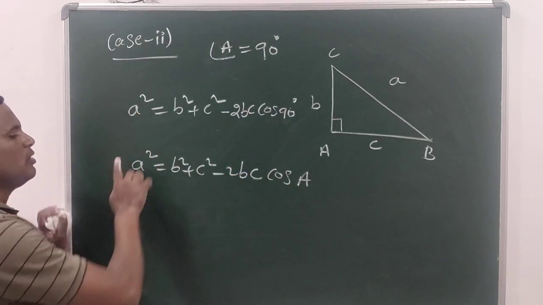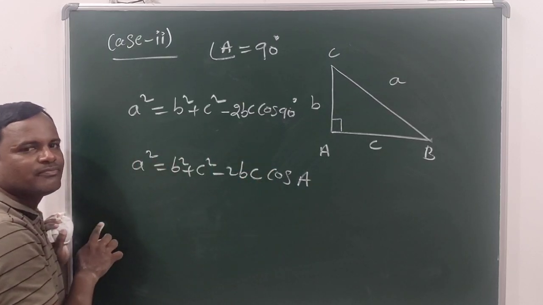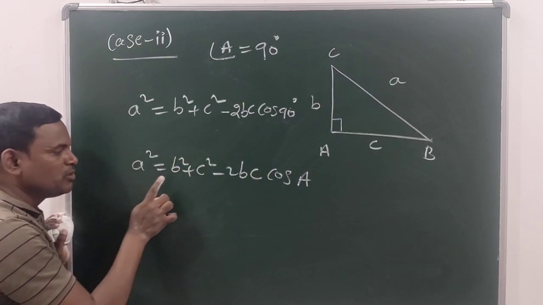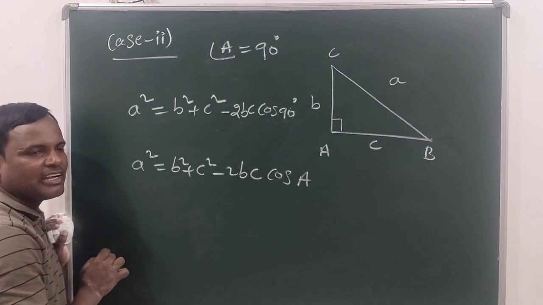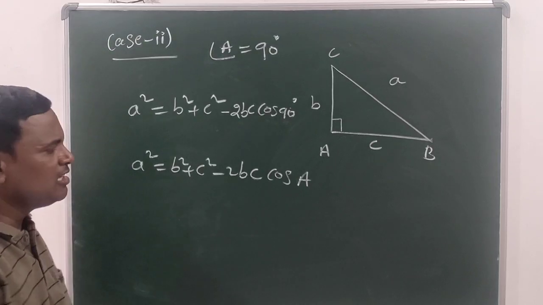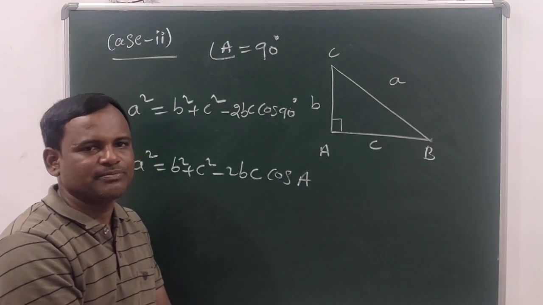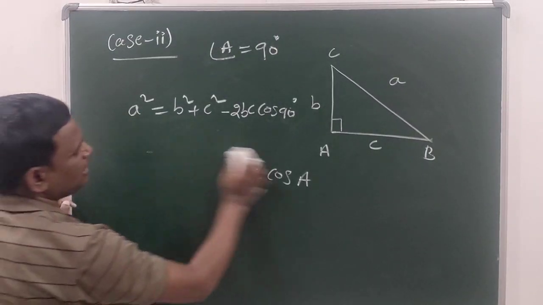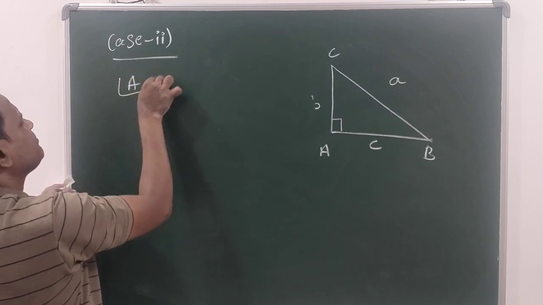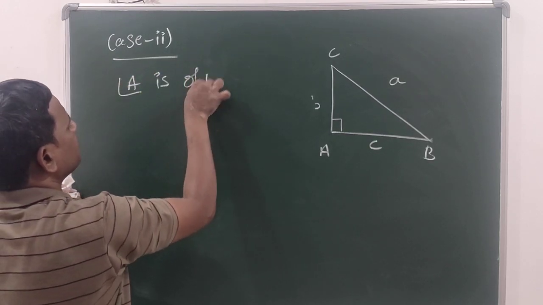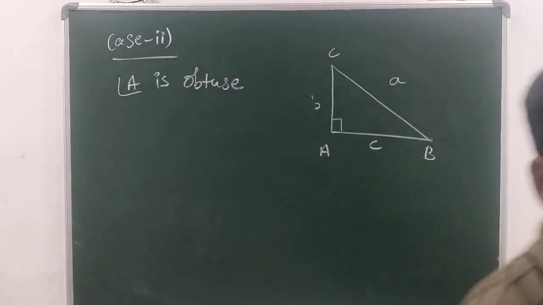Okay? So now observe this. What we require, we have got. So this is the cosine rule. When angle A is a right angle, it can also be written as cos A is equal to b square plus c square minus a square by 2bc. So now if it is obtuse, how do you prove it? If angle A is an obtuse angle, now tell me how do we prove it?